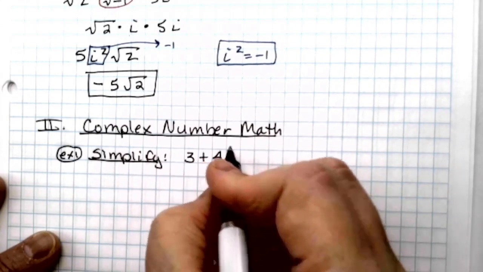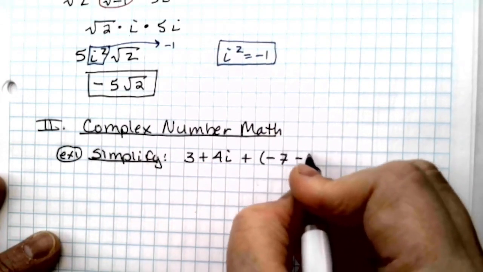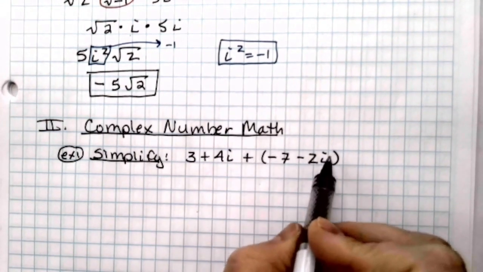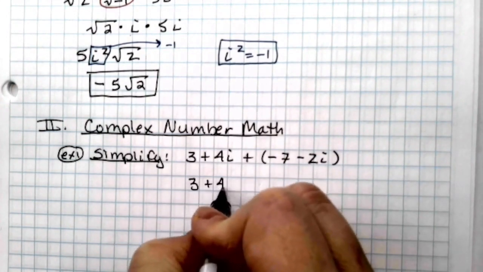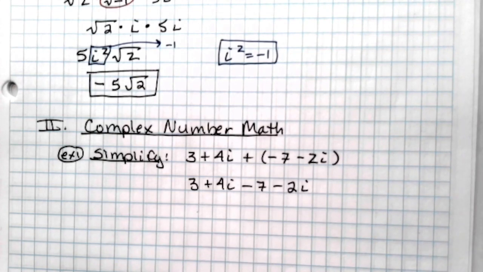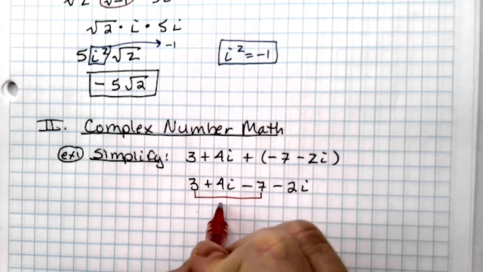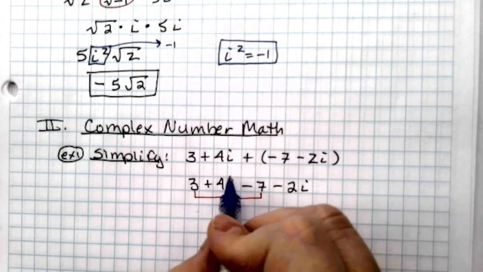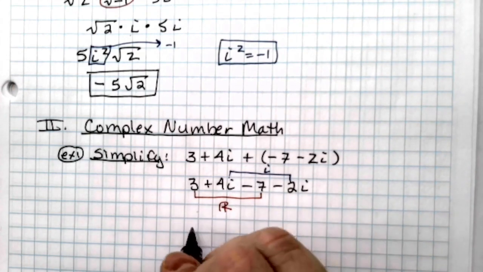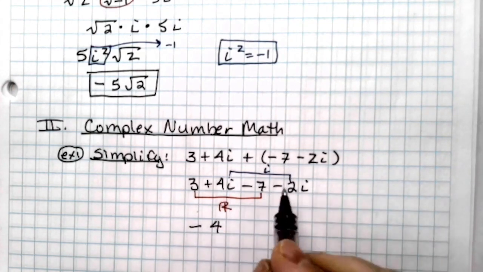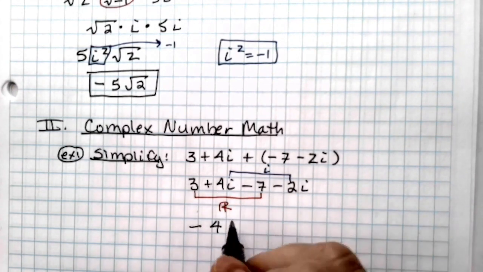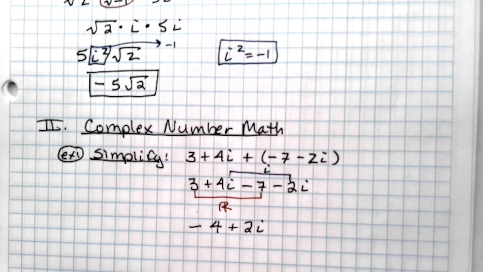So example 1, we're going to simplify 3 plus 4i plus negative 7 minus 2i. Okay, so when you distribute a positive, nothing changes. So we have 3 plus 4i minus 7 minus 2i. And then you're going to add together the real parts and add together the imaginary parts. So here we go. 3 minus 7 is negative 4, and 4i minus 2i is 2i. And that would be your answer.